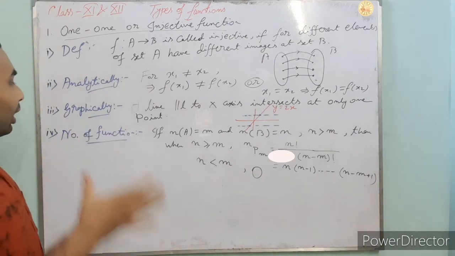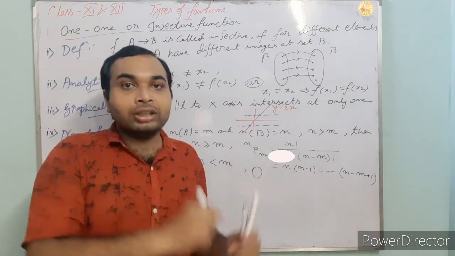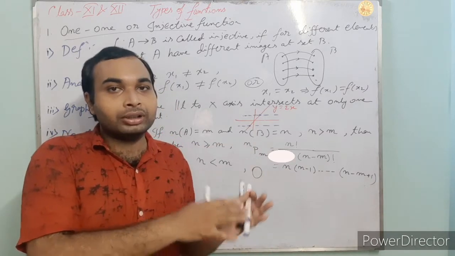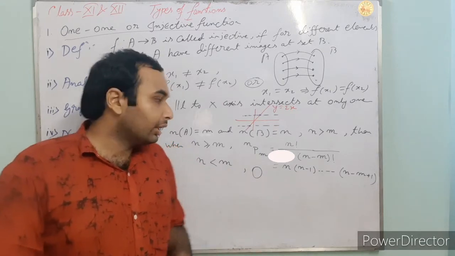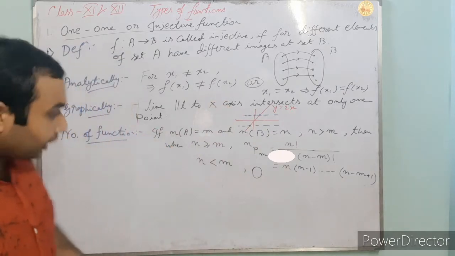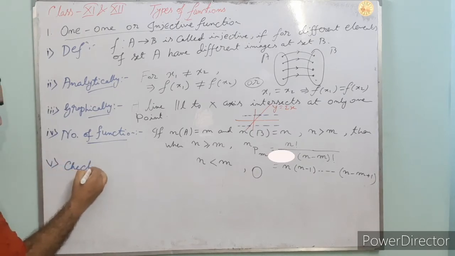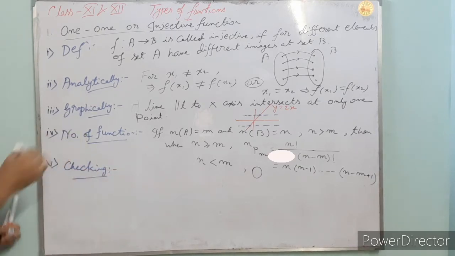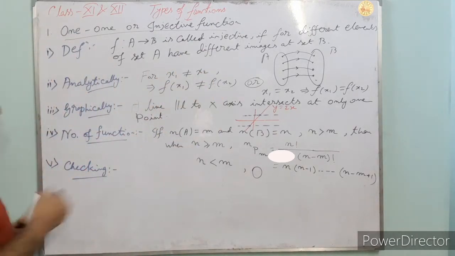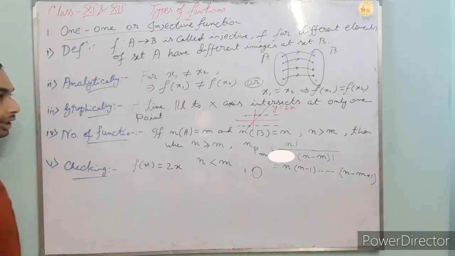Now the testing: how will you test a function? The question comes like this: one function will be given to you, and you have to check whether it is a one-to-one function, an onto function, or both. Here we have taken y equals 2x. How to check? Number 5, checking. Just see the analytical definition. We have f(x) equals 2x.